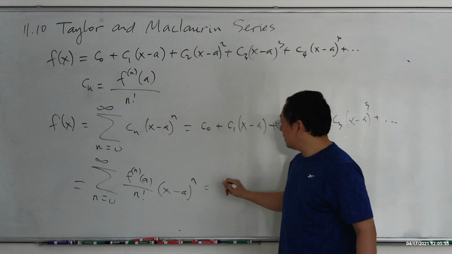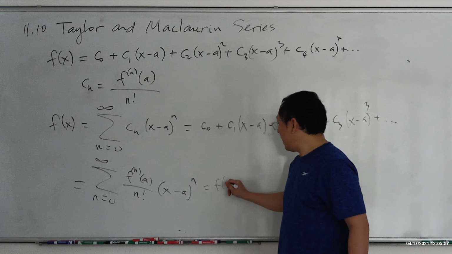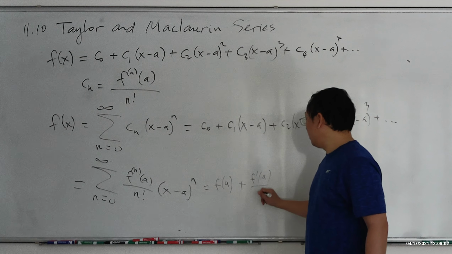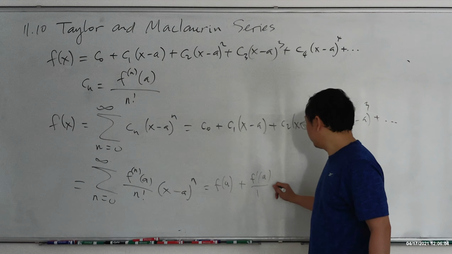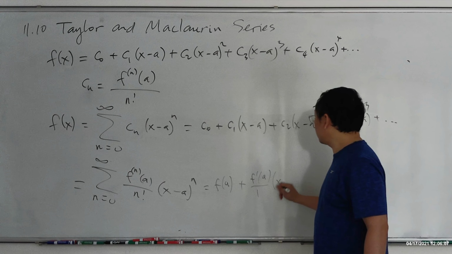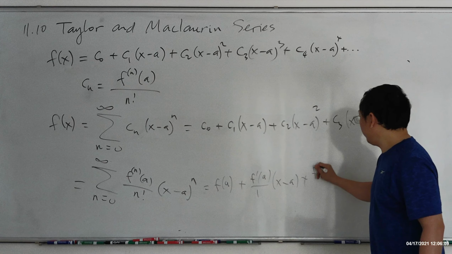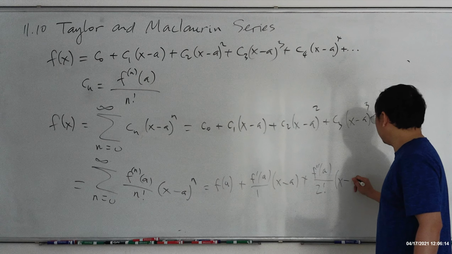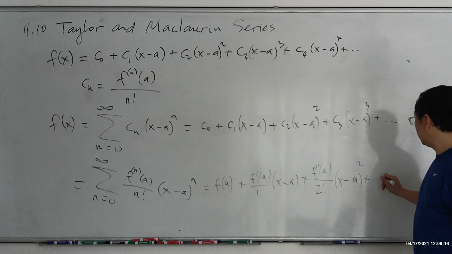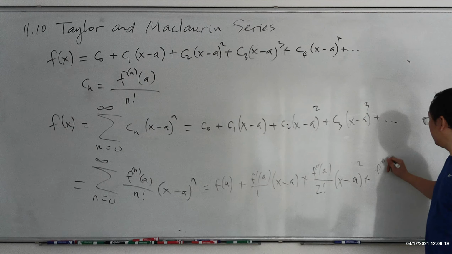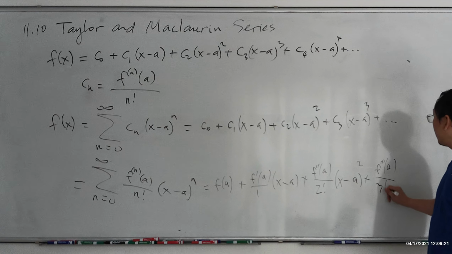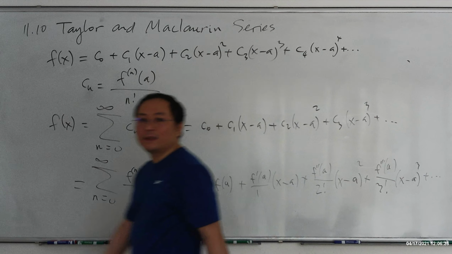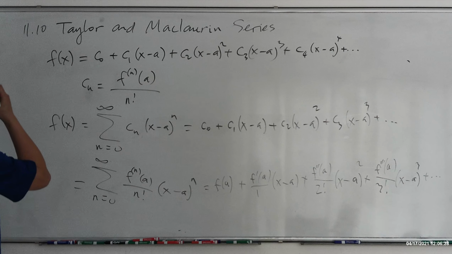So C0 is f of a. C1 is f prime of a over 1 factorial, times (x minus a). C2 is f double prime at a over 2 factorial, times (x minus a) squared. C3 is f triple prime of a over 3 factorial, times (x minus a) cubed, and plus that. And that is the main idea about the Taylor series.